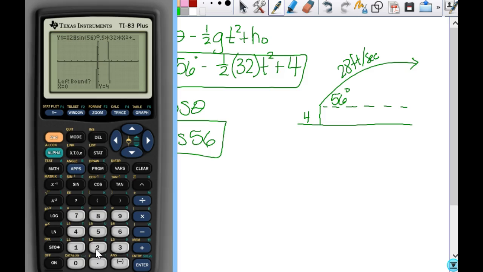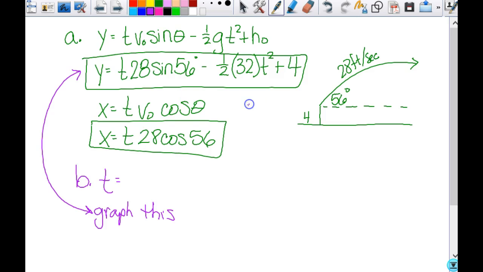My left bound, I can do 1 again, and 2, and then my guess. It's like 1.606. All right, no. Then I'm going to substitute into there.